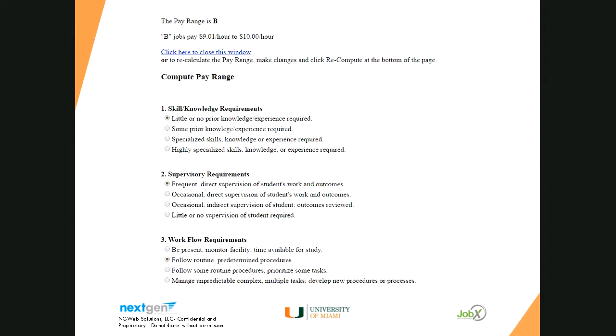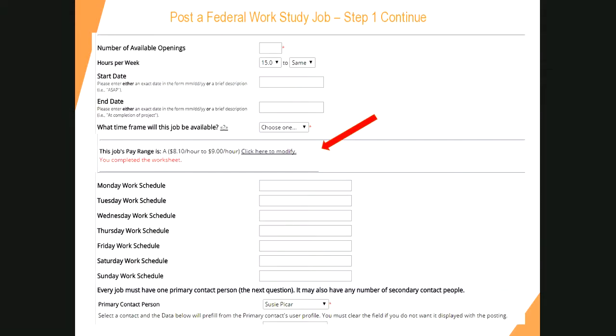Once you answer these questions in terms of the skill and knowledge requirements for the position, the supervisory requirements for the position, and what type of job the student will be doing, the system will come back and give you a range of the job and what the hourly pay should be for this particular job. So if you look at the top of the screen, you'll see that this job, based on how I answered the questions, pays between $9.01 an hour to $10 an hour. And once I complete the worksheet, it'll say the worksheet has been completed and you'll get the range.